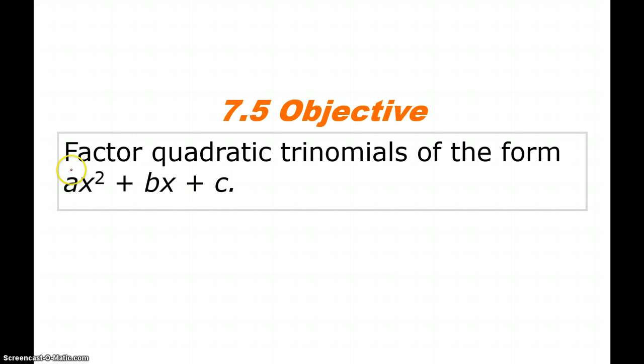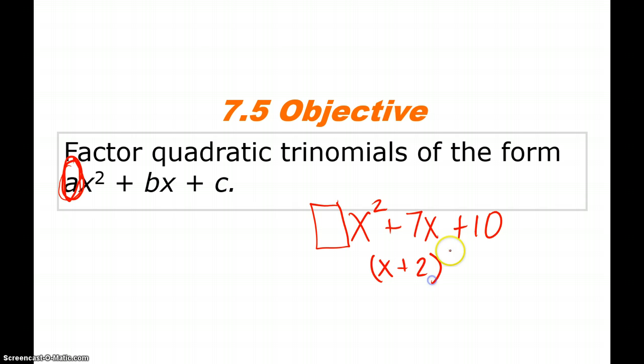Here is the big difference from what you did before: this number right here. Before, what you factored was something like x squared plus 7x plus 10. When there is nothing right here, it's a super easy problem. What multiplies to 10 and adds up to 7? x plus 2 and x plus 5.